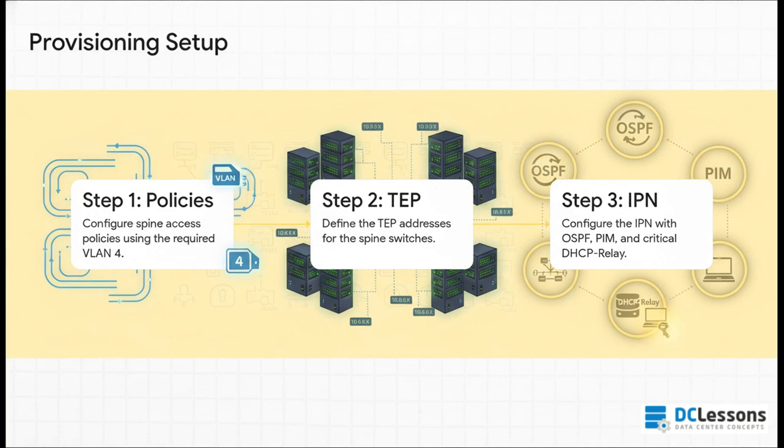Okay, before all the automatic magic happens, you do have to do a little bit of prep work. There are 3 things you got to get right. First, you've got to set up the access policies for the spine switches that connect to your IPN. And pro tip, it has to be VLAN 4, no negotiation on that one. Second, you need to define the TEP address pool for the spines in the new pod. And third, and this is the big one, your IPN needs to be ready. That means it's got to have OSPF running, PIM for multicast, and here's the secret sauce, a DHCP relay agent. That DHCP relay is what makes the whole automated discovery process work.